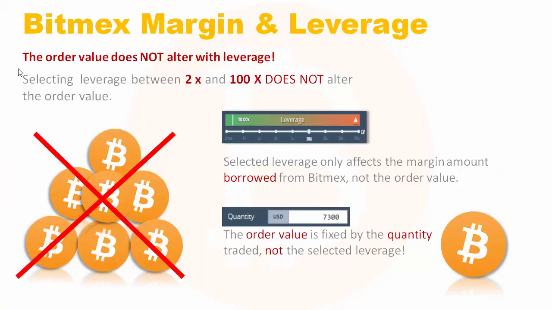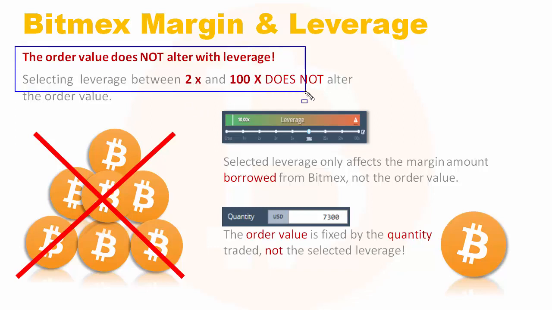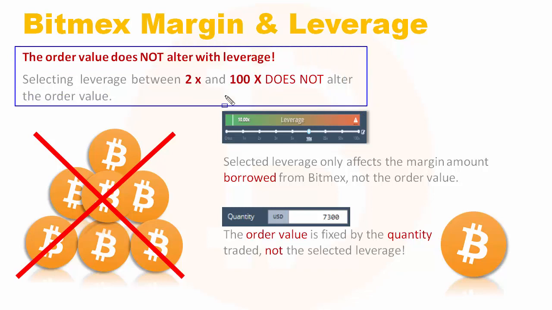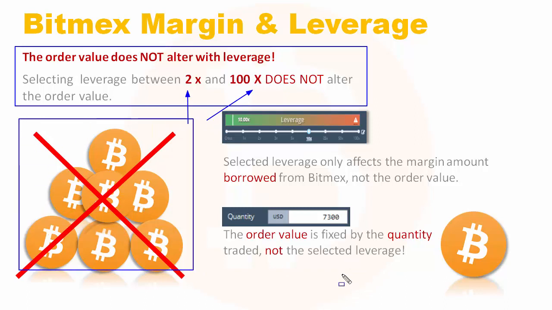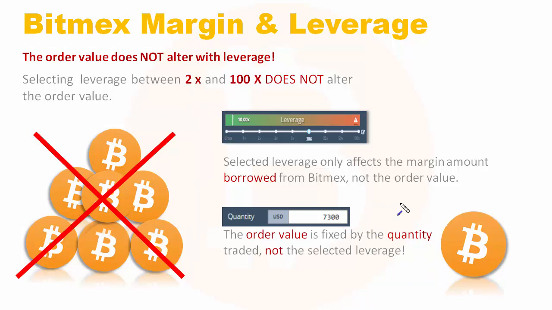And again, just to reiterate here, you can see that the order value does not alter with the leverage. Selecting leverage between 2 and 100 does not affect the order. So you don't end up with more Bitcoin, you still end up with the original amount of 1 that you set out to actually trade. And that value, of course, was 7,300 when the market obviously was trading at this level.